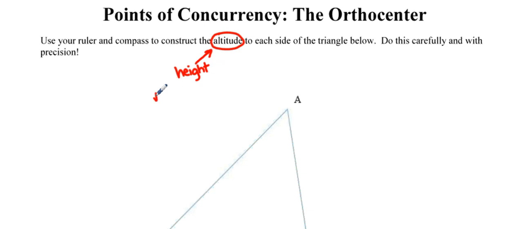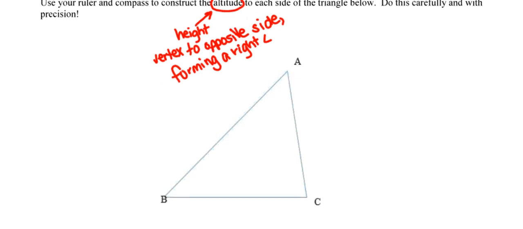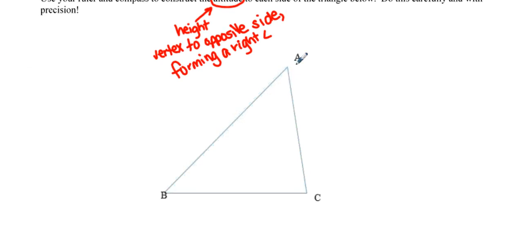What we do is we connect the vertex of the triangle to the opposite side, but we have to do that in such a way that it forms a right angle. That's really important. So when we construct our altitudes, we need to do this in such a way that we form a right angle. So in other words, I need to go from point A to side BC in such a way that I form a right angle.